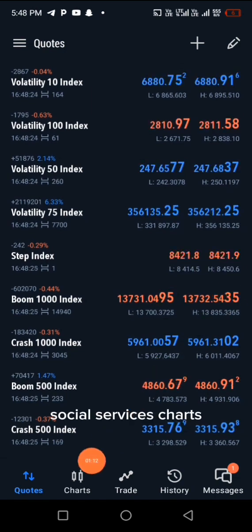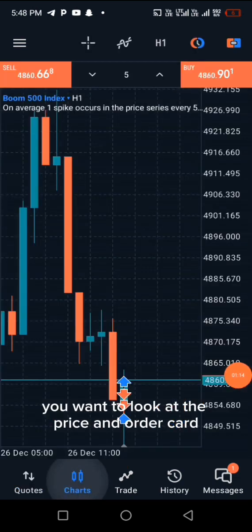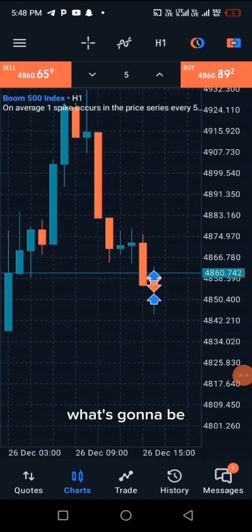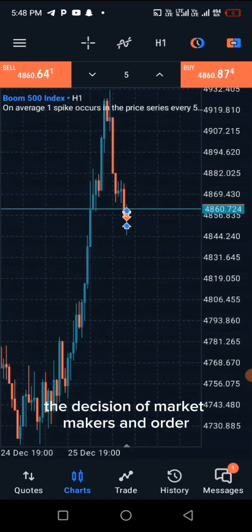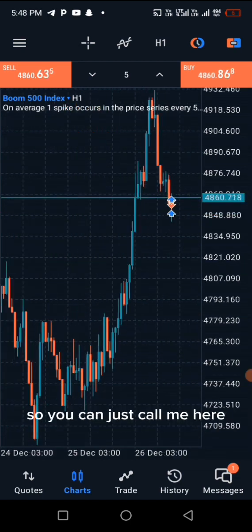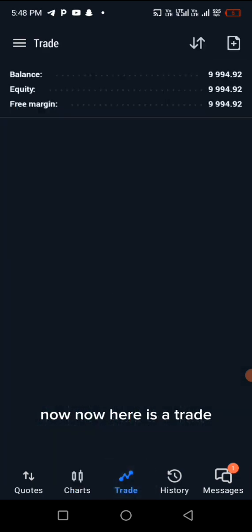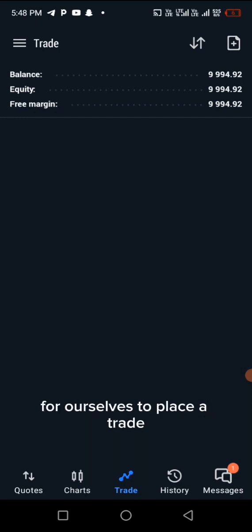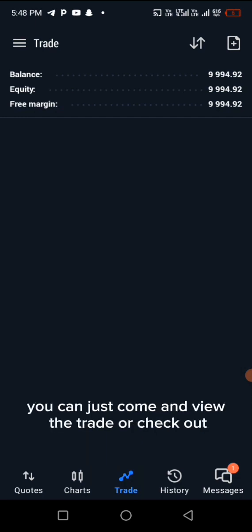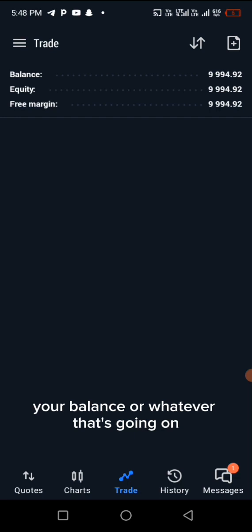So also, this is charts. For instance, if you want to look at the price, how the price is moving and what's going to be the decision of market makers and all that, you can just come in here and look at prices through the charts. Okay, then here is a trade. If for instance you place a trade, you can come and view the trade or check on your equity, your balance, or whatever is going on.